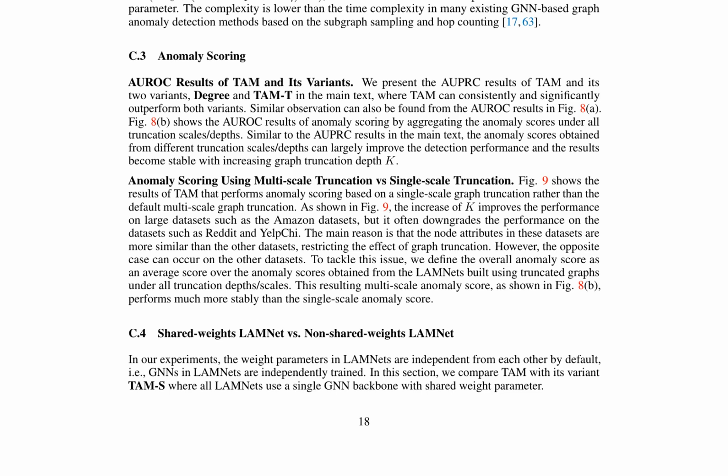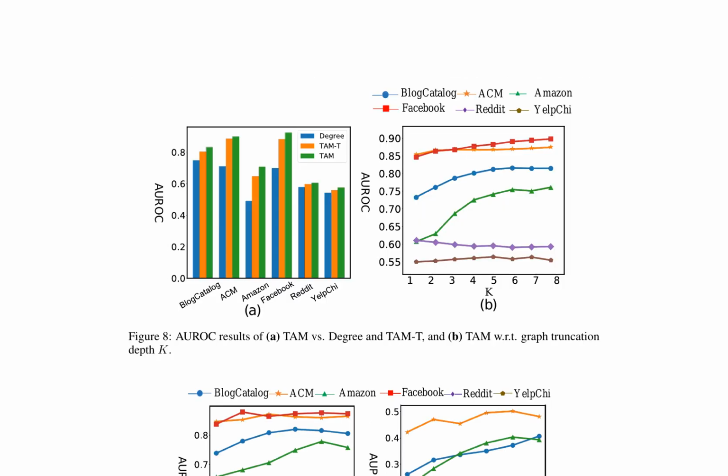Finally, the paper compares TAM with its variant, TAMS, where all LAM nets use a single GNN backbone with shared weight parameters. A detailed analysis of the performance differences between these two models highlights the advantages of using independent weight parameters in LAM nets. The current section presents a comparative analysis of the AUROC results for TAM, degree, and TAMT anomaly detection models.